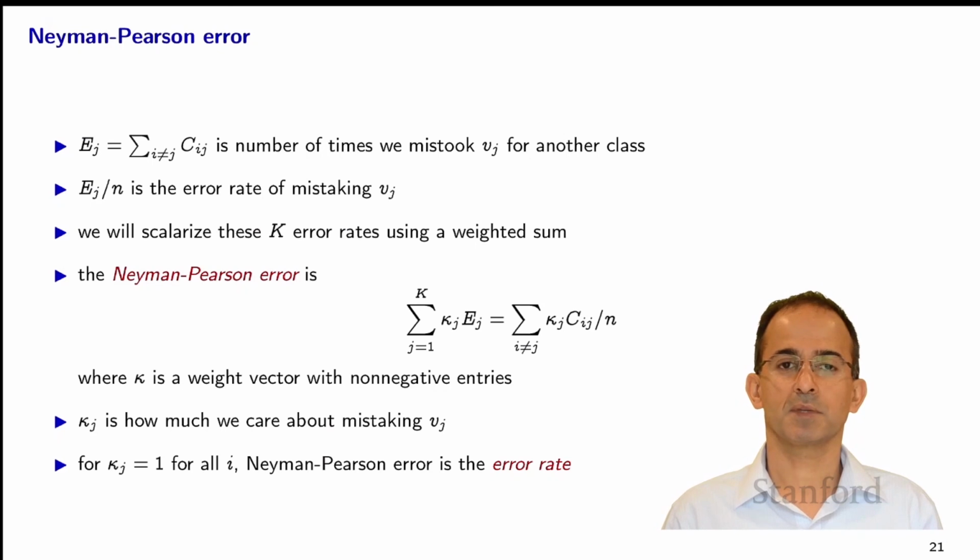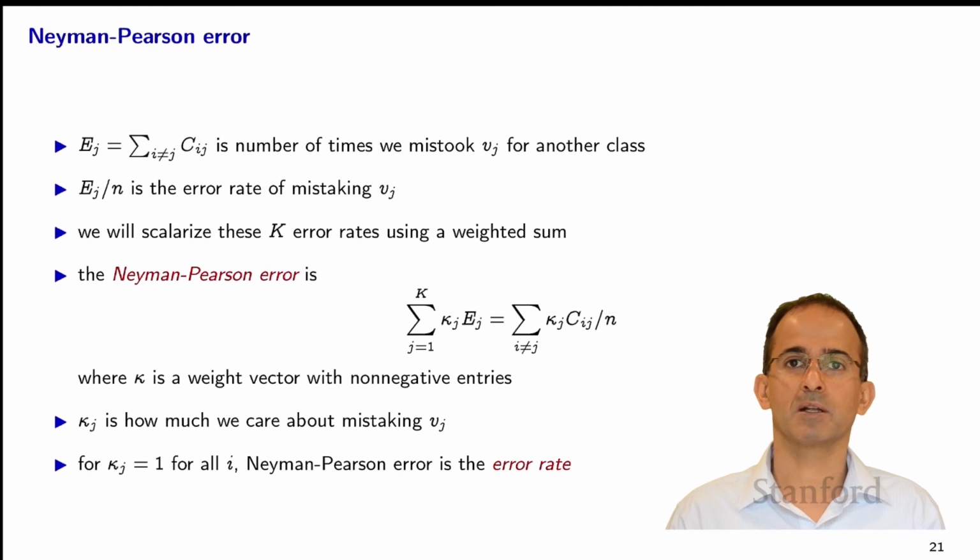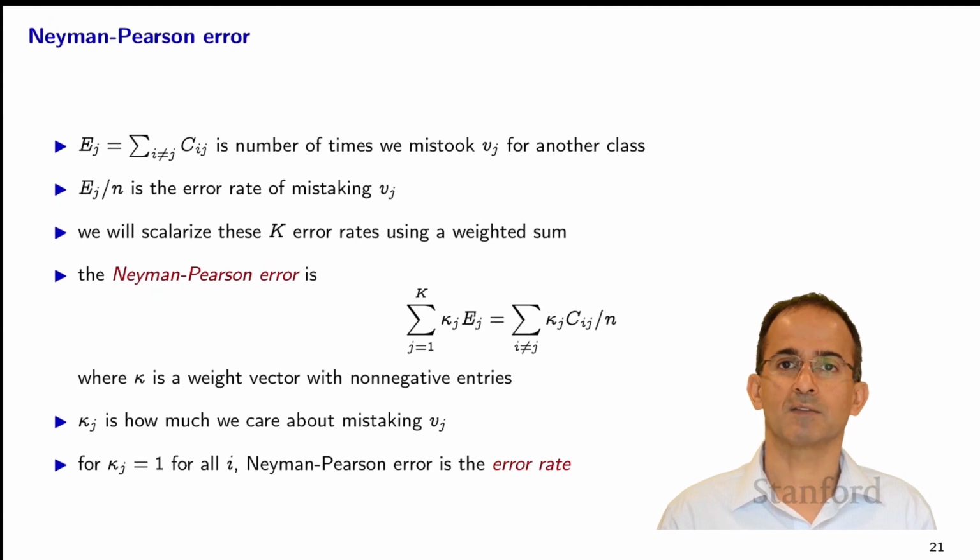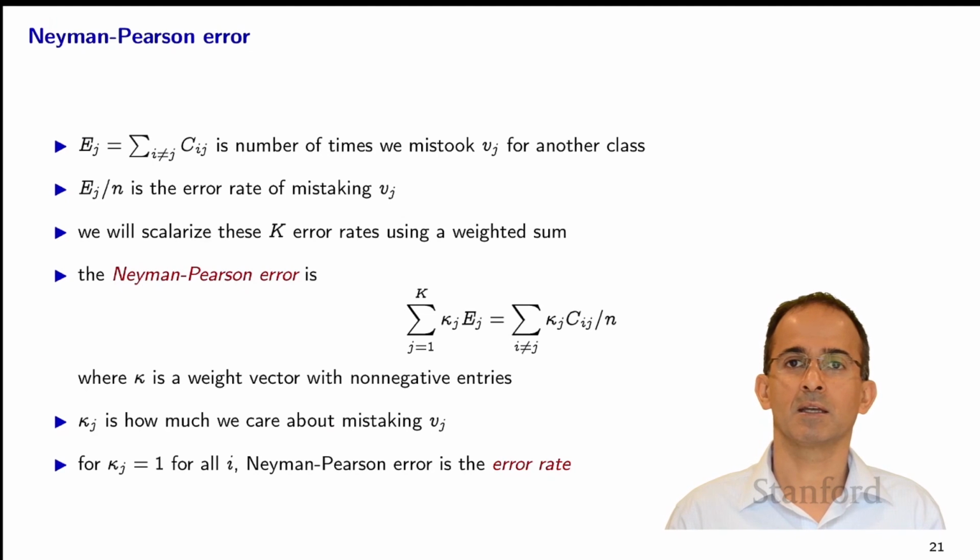So to summarize, in this section we've talked about how you measure performance of classifiers, both for Boolean classifiers and for multi-class classifiers. We haven't yet talked about how you find classifiers, and that's coming in the next section.